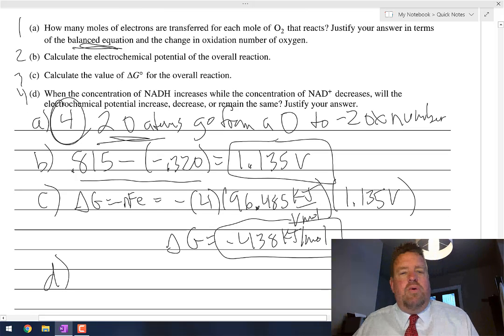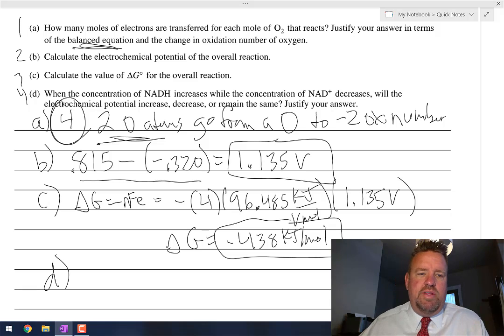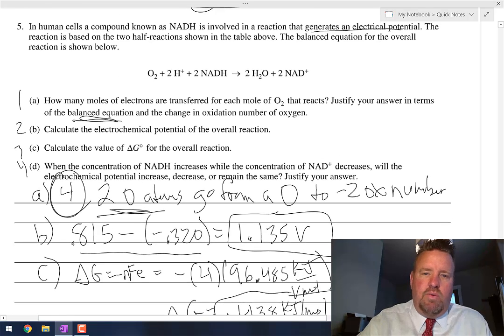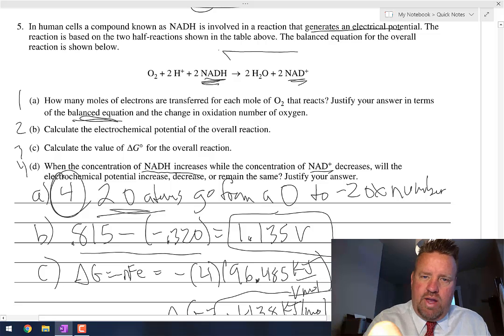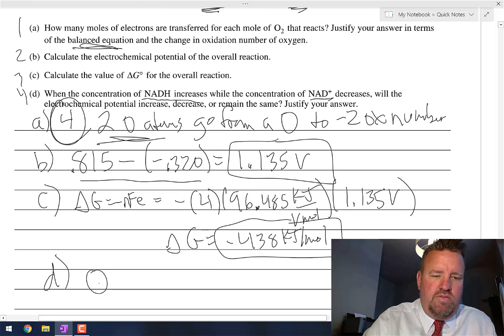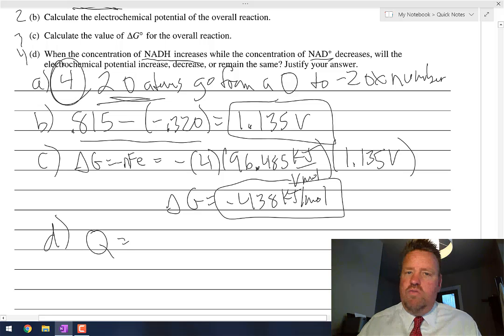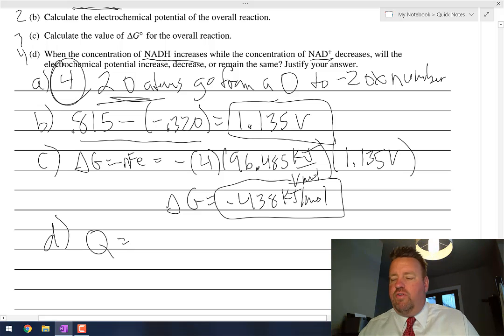Part D, when the concentration of NADH increases while the concentration of NAD plus decreases, will the cell potential increase, decrease, or remain the same? So looking at our overall equation, while the concentration of NADH increases, so while this goes up and this goes down, clearly the reaction is proceeding that way. Will the potential increase, decrease, or remain the same? Well, the Q value, remember we're comparing Q versus 1 here, not Q versus the equilibrium constant, Q versus 1.